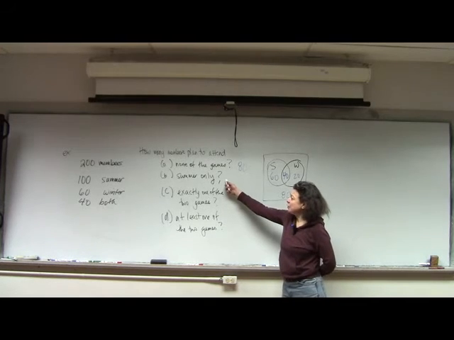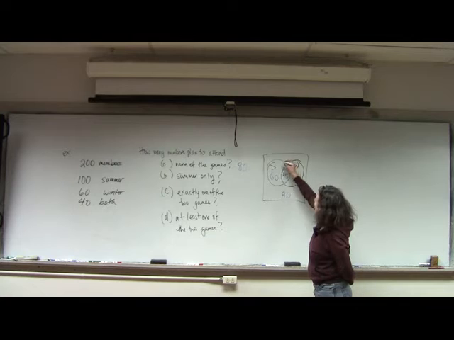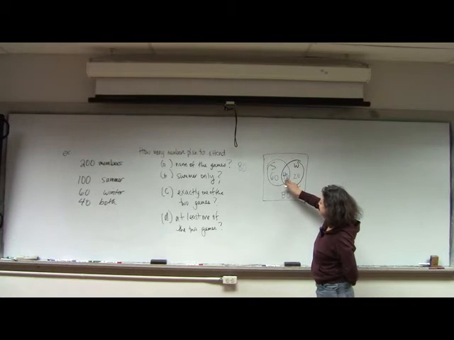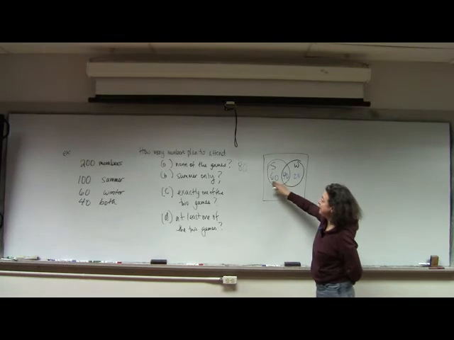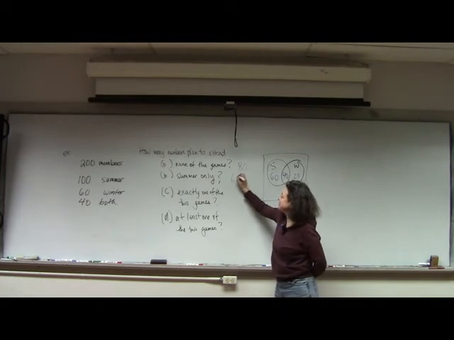How many plan on going to the Summer Games only? Well, this is all of the Summer Games. These guys also plan on going to the winter ones. So summer only is just this region of your circle. Therefore, it's 60.